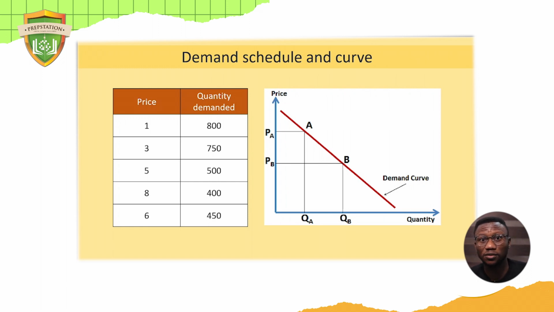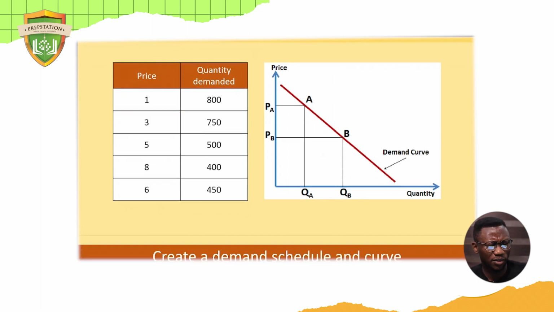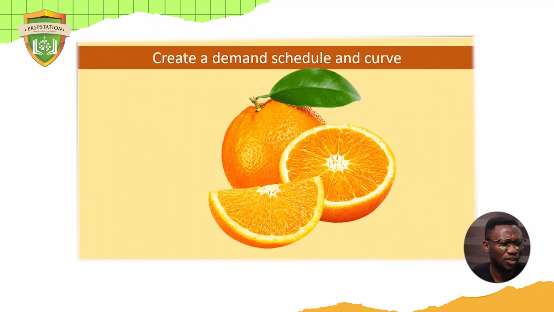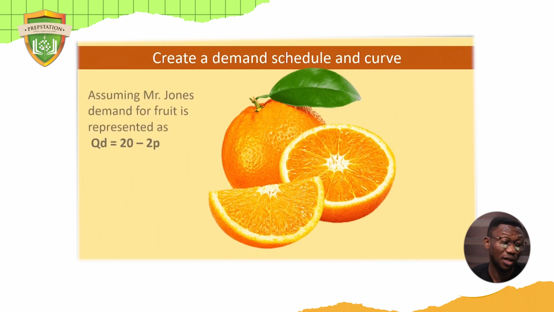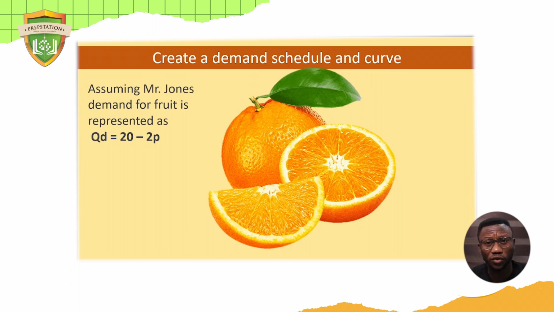As price comes down, demand expands. Okay, I think we understand this very basic concept. Now let's talk about calculating the demand curve, calculating the demand function itself. So we have a function, an equation for demand, which says QD equals 20 minus 2P.